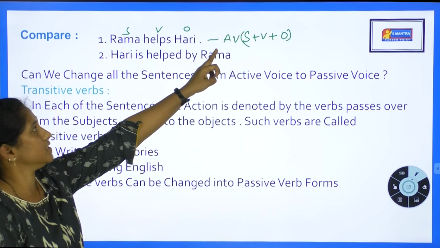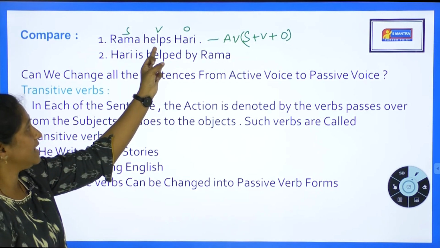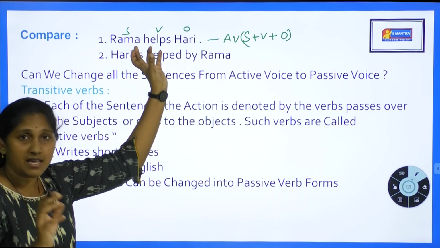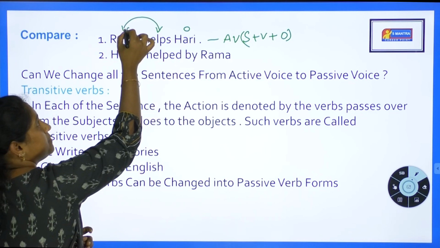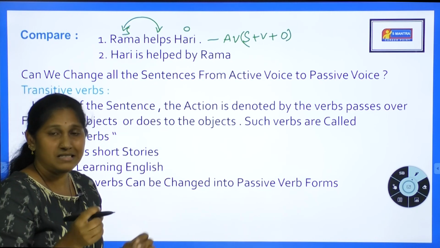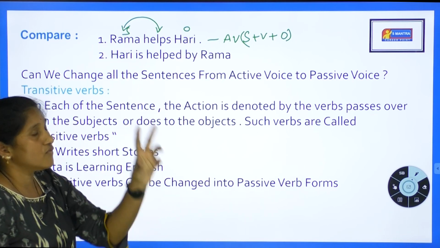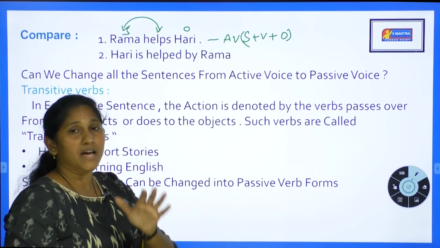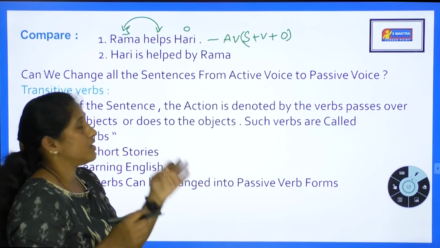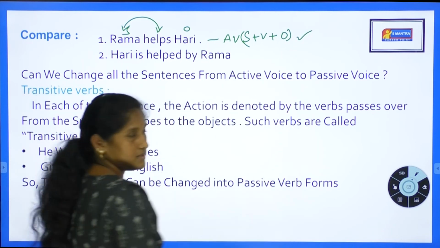This is active voice. So in an active voice sentence, what is happening here? Helps is the verb. This is also called action. So the action is done by the subject. What is the subject here? Rama. First of all, we have to understand that in active voice, the subject always does the action. So this is active voice.